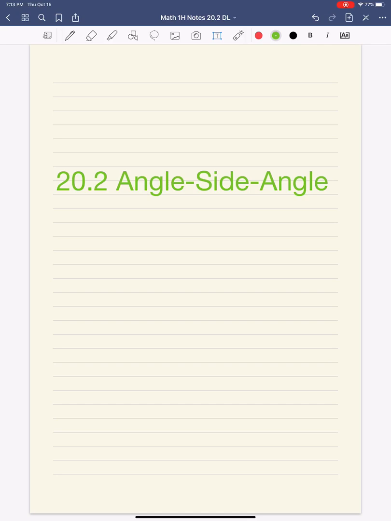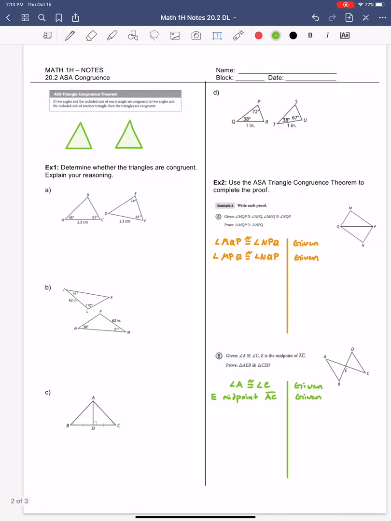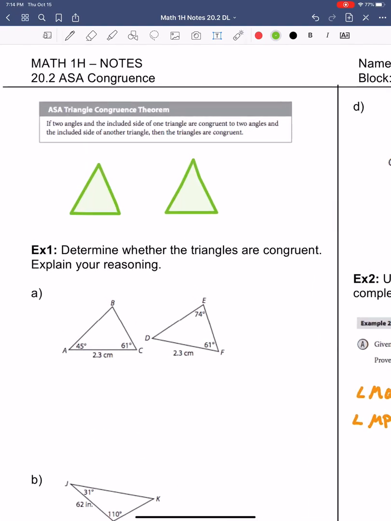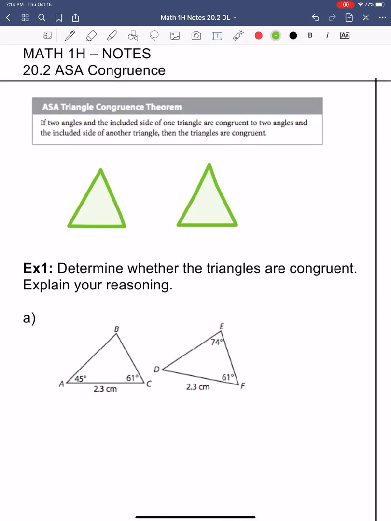All right, we're going to jump into lesson 20.2, which is going to be on the angle, side, angle triangle congruency theorem. So we'll just take a look at what this congruency theorem is. It says if two angles and the included side of one triangle are congruent to two angles and the included side of another triangle, then the triangles are congruent.